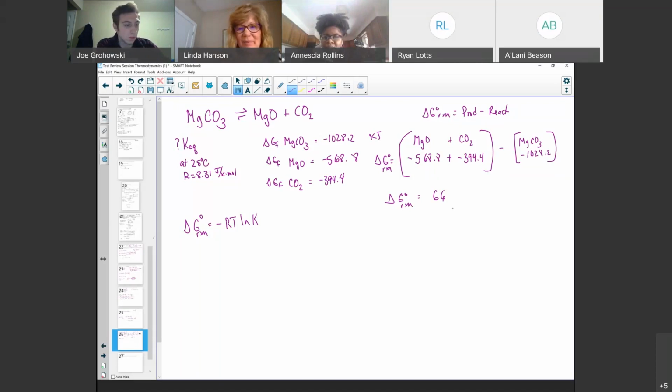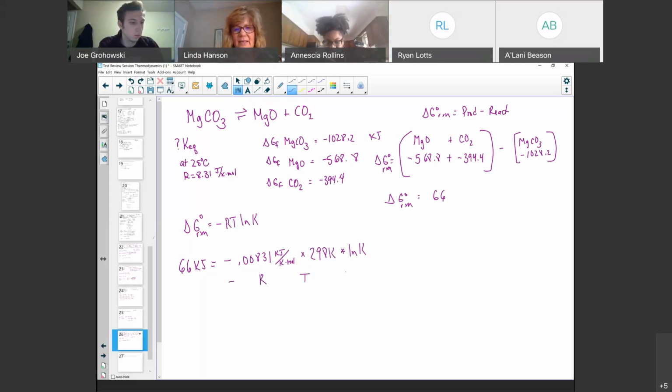Well, now that we have the delta G part, that's the 66. That's equal to negative 0.00831, which is the R constant, times the temperature, which they told us is 25, so that's 298 Kelvin, and then times ln K. Negative RT ln K. So ln K is 66 divided by negative 0.00831 times 298.